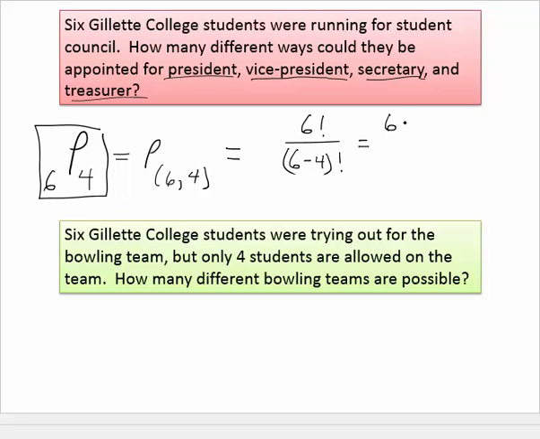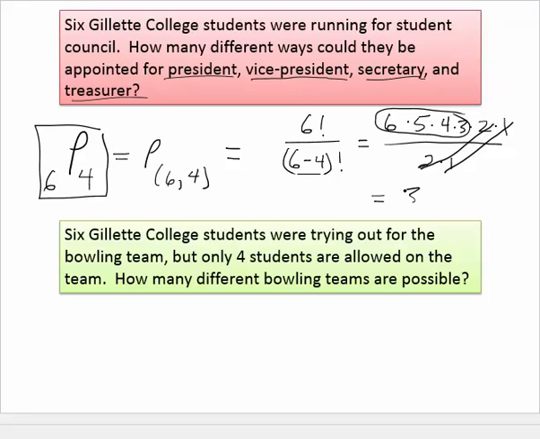So 6 factorial, you remember, means 6 times 5 times 4 times 3 times 2 times 1. 6 minus 4 is 2, so we put a 2 factorial, which is 2 times 1 on the bottom. Well, the 2 and the 1 both cancel, so we're left with this as our answer. So 6 times 5 is 30, times 4 is 120, times 3 is 360. So our answer is going to be 360 possibilities. There's 360 possible ways of choosing our officers.